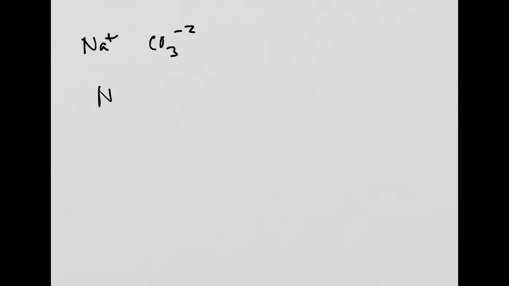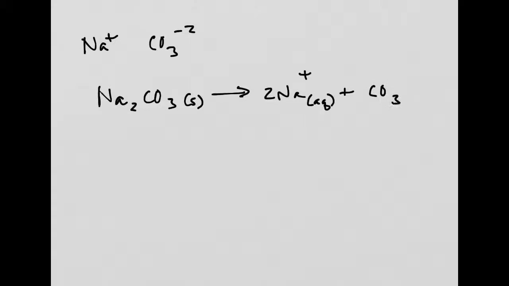So that means we need Na2CO3, and this is a solid to begin with before we dump it into water. When we dump it into the water, it's going to dissolve. It's going to ionize. So we end up with 2 Na+ (aq) plus 1 CO3 2- (aq). There it is. It's as simple as that.